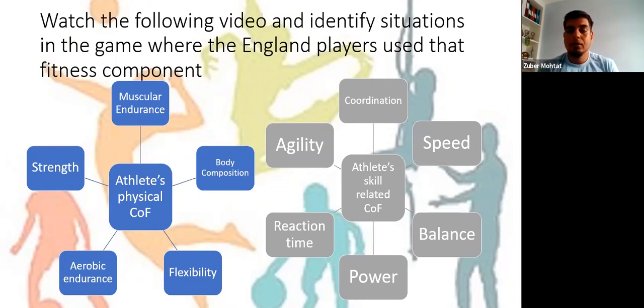Okay, so hold on, we've got an answer here. Okay, so we've looked at different fitness components, skill-related fitness components, health-related fitness components.